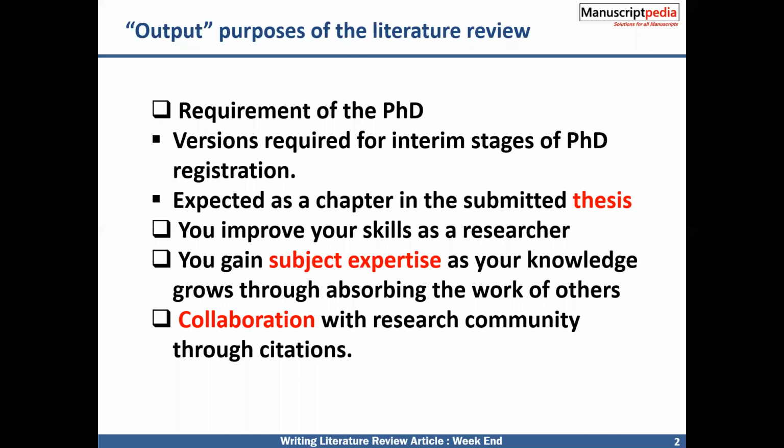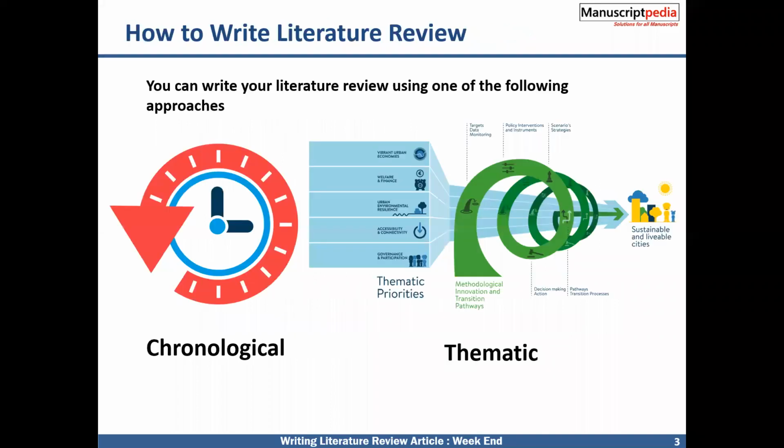So the third one is that you can get some subject expertise, and you can get some collaboration through the research community. So these are some of the main purposes for which we do a literature review. The literature review can be written in two approaches. The first one is chronological, and the second one is thematic.